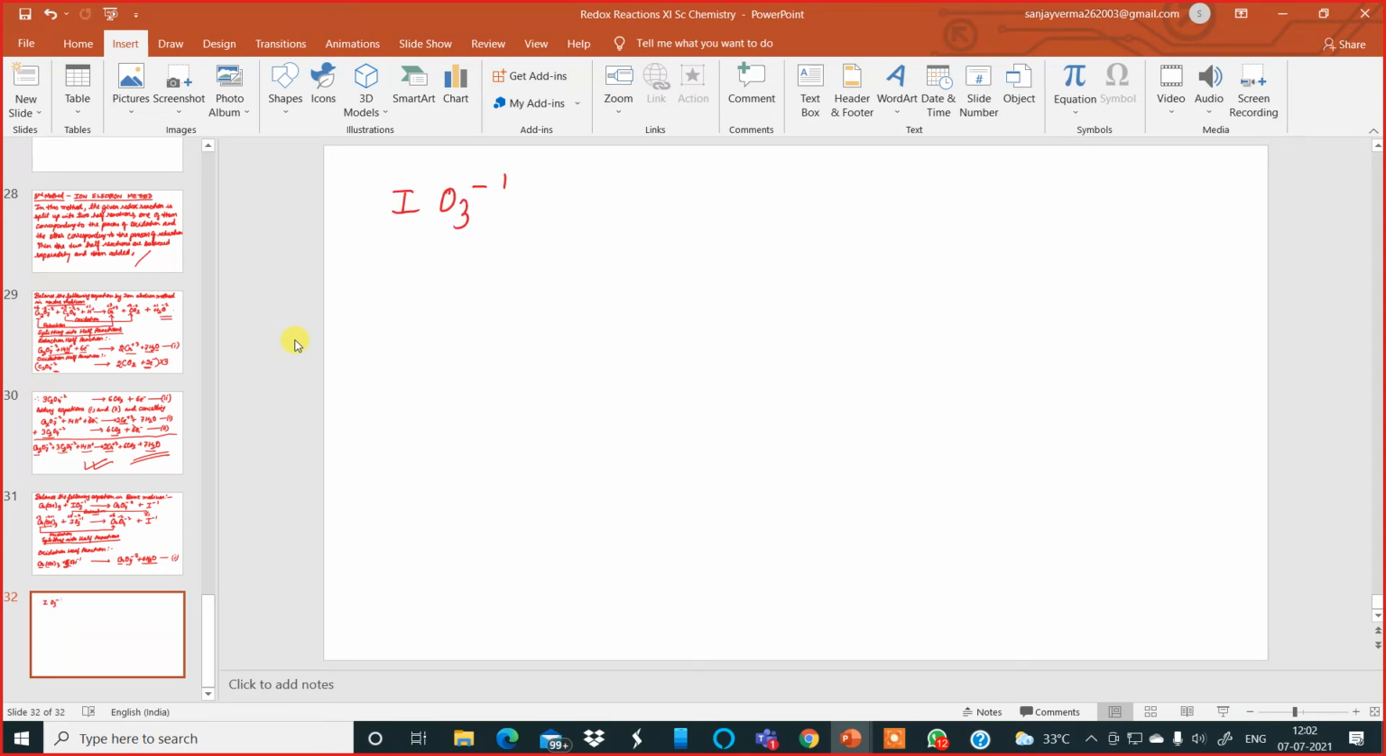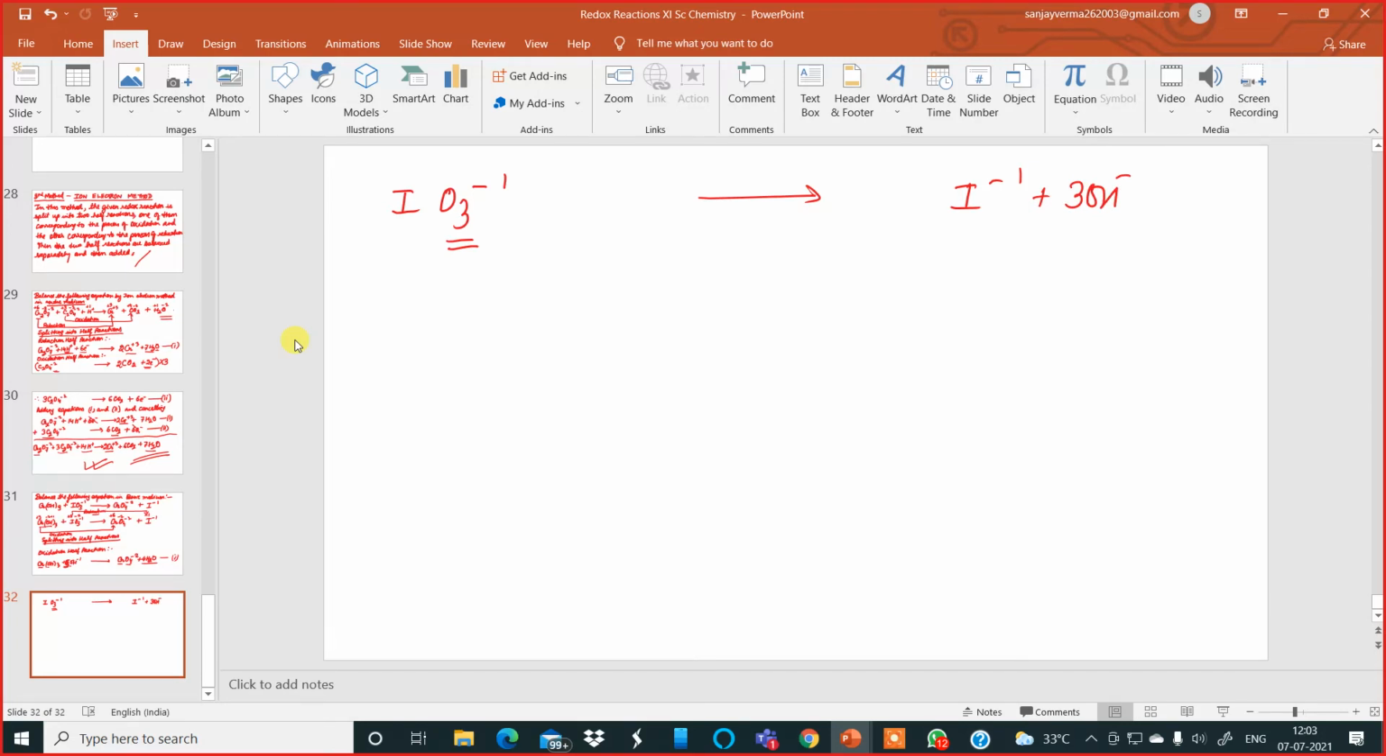IO3 minus 1 is forming I minus 1. So iodine is already balanced. Now I have to balance the oxygen. For the reduction half reaction, there are 3 oxygen atoms over here. So on the other side, let me put first 3 hydroxyl ions. As soon as I put 3 hydroxyl ions, oxygen is balanced, but hydrogen has become 3.